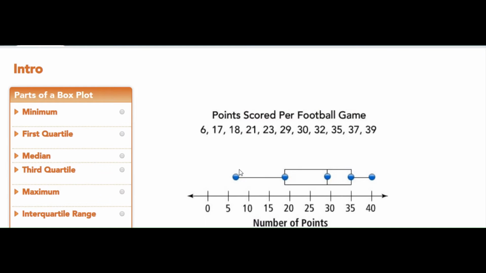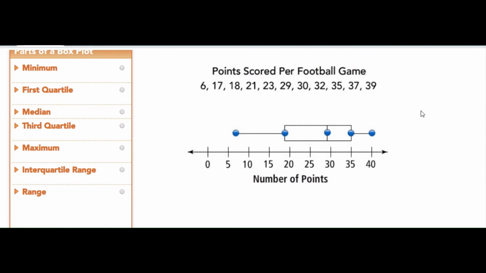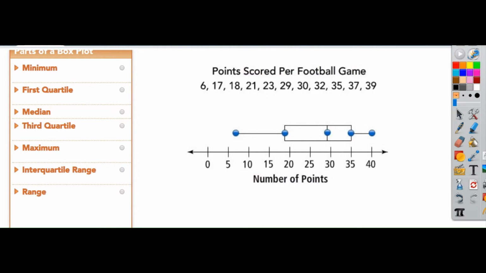So let's just go over some things that we need to know in order to get the interquartile range. So first you need to know your boundary values. If we look at this data set, points scored per game, we can see the 5 boundary values. And remember, to make a box plot, you need 5 boundary values. This point right here is the minimum, and then we have the maximum, which is the highest point in the data set. The minimum is the lowest point in the data set.